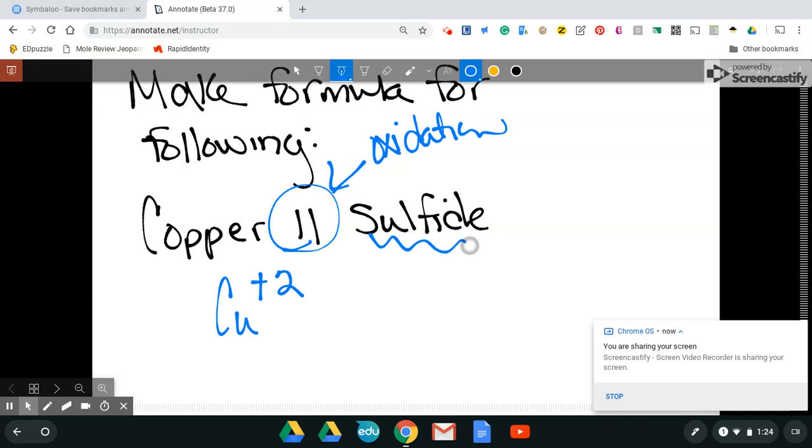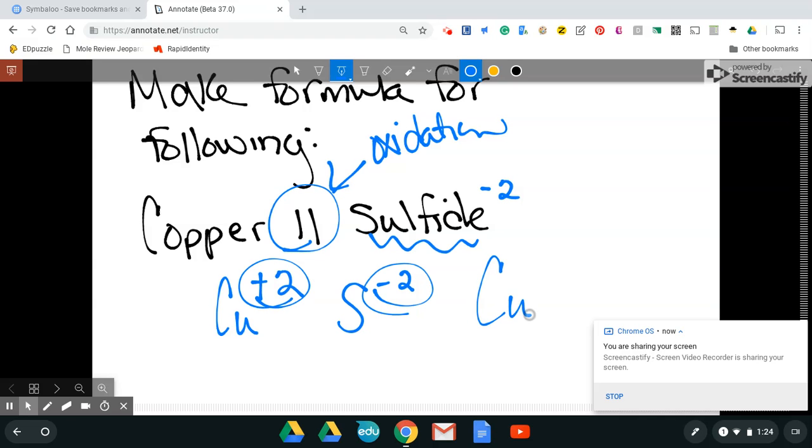Now, sulfide, because it ends in -ide, comes off the periodic table. So you've got to look up at the periodic table, and sulfide has a -2 charge. So that would just be S. So anytime you have a +2 and a -2, they cancel each other out. So my formula would be CuS.